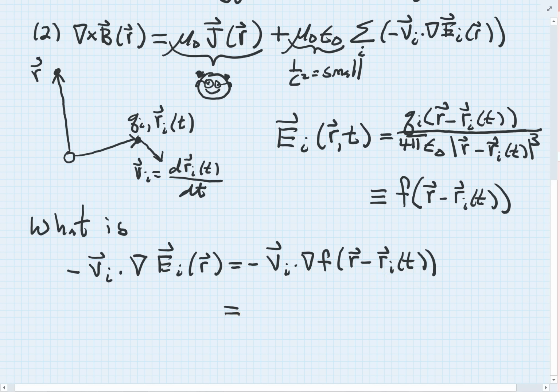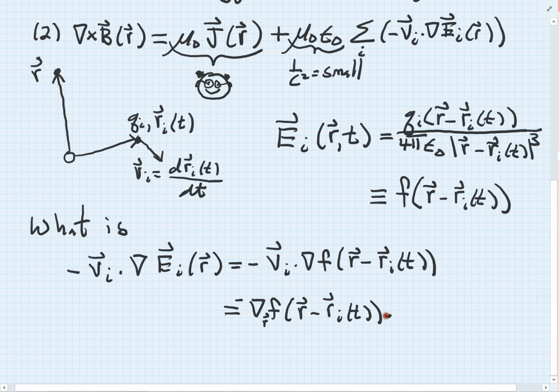The dot product, of course, is commutative, so I can write this in any order that I want. I'm going to write it in this order, and don't forget the minus sign, because it's going to help us maybe understand how to interpret this quantity. So I've got the gradient of f of r minus r_i of t. So that's the derivative of f with respect to r. The gradients are always derivatives with respect to position, right? So I could write grad with respect to r just to emphasize that.